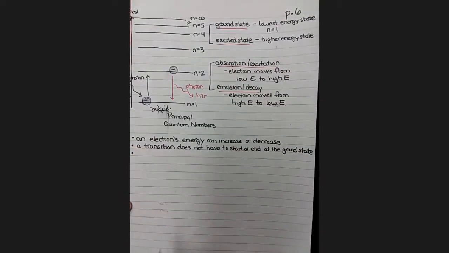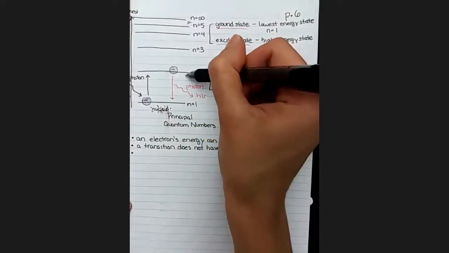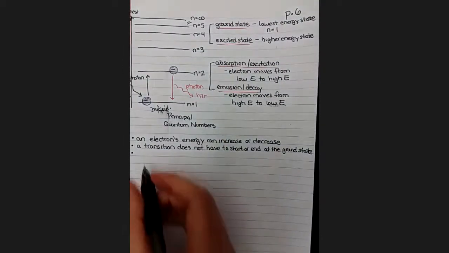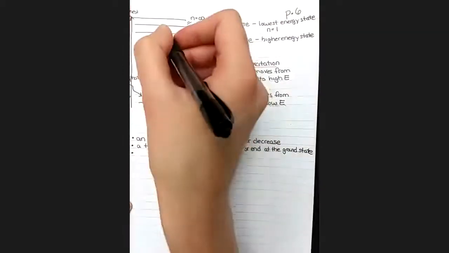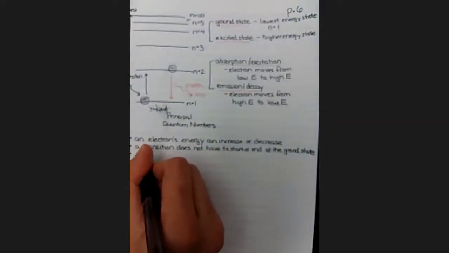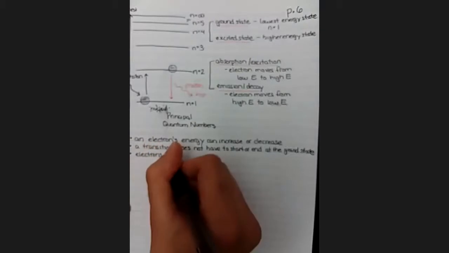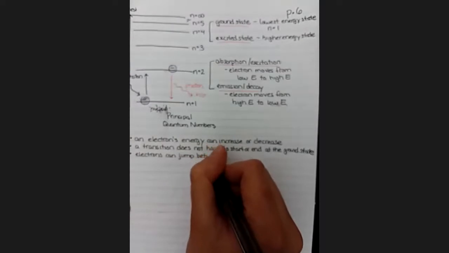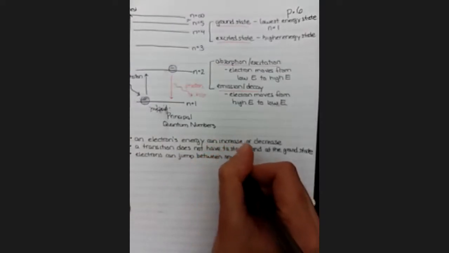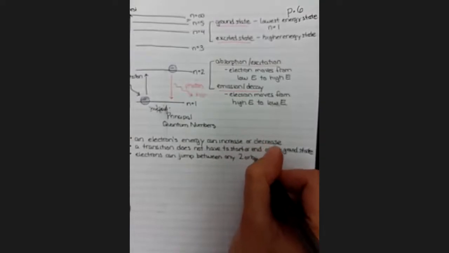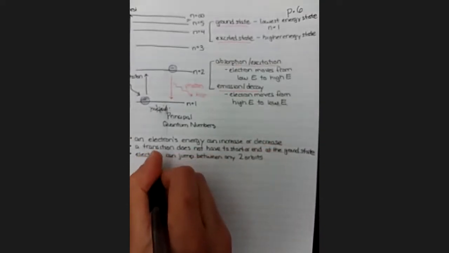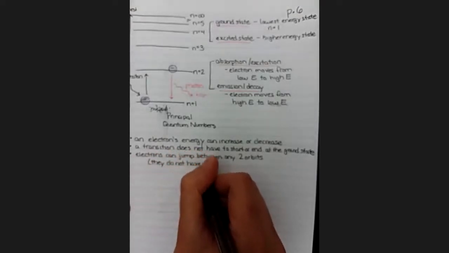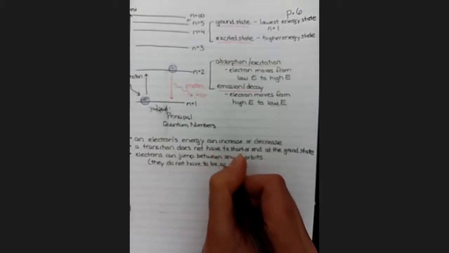The other thing you're probably wondering about is, can I jump more than one step at a time to get from n equals 1 to n equals 3, or do I have to take 2 separate jumps? And the answer is you can take any sized step that you like. So electrons can jump between any 2 orbits. They do not have to be adjacent. They do have to have enough energy.